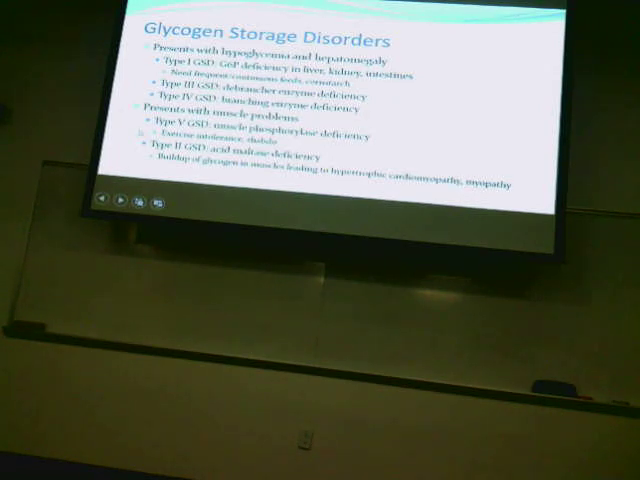So these are the muscle problems. Type 5 is a muscle phosphorylase deficiency. So you have exercise intolerance because the muscle isn't able to supply its own glucose from the glycogen. So that's why you have those exercise symptoms. Type 2 is an acid maltase deficiency. So you build up a lot of glycogen in the muscles, and it leads to hypertrophic cardiomyopathy and myopathy.